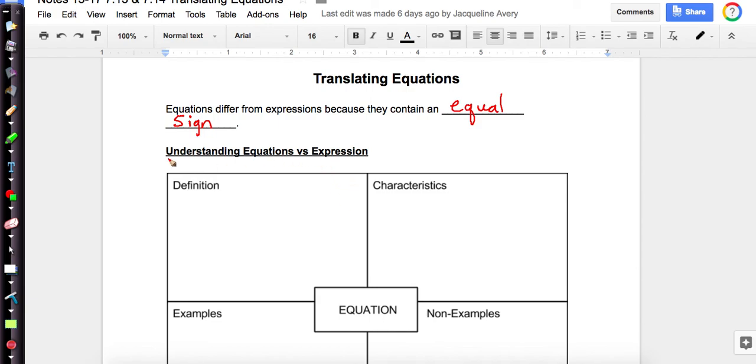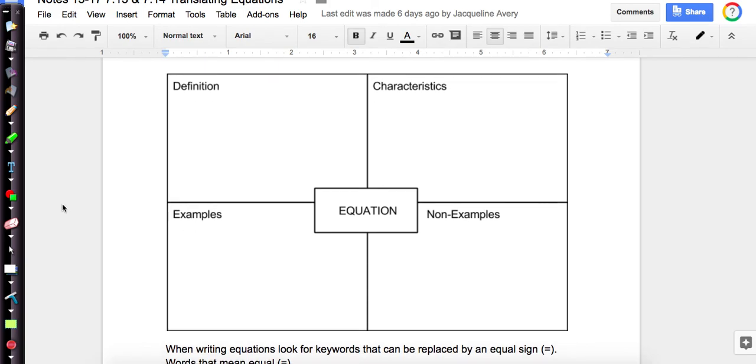Okay, understanding equations versus expressions here. I'm going to slide this up here. So the definition is a number sentence. So an equation is a number sentence that contains what? An equal sign. That contains an equal sign.